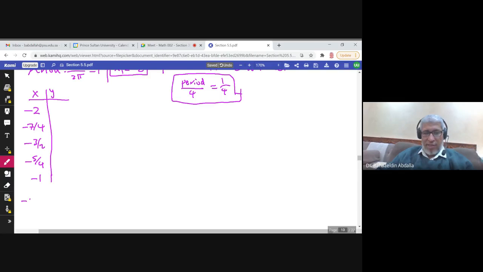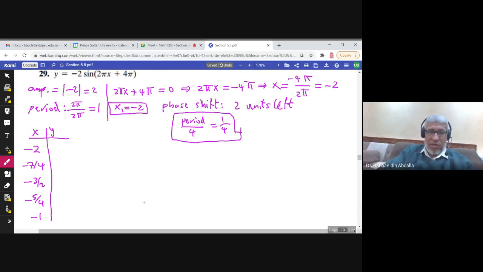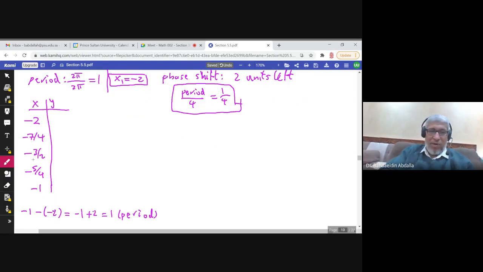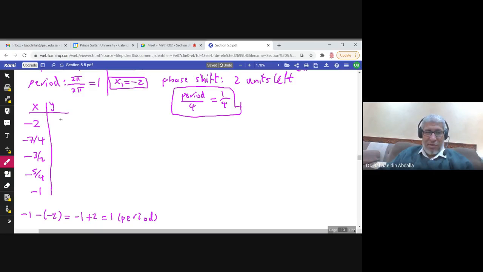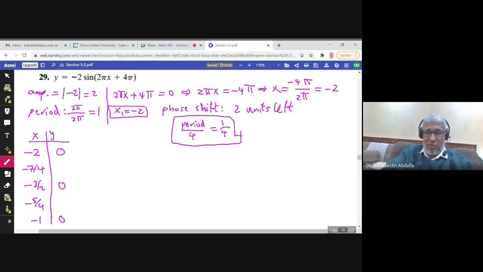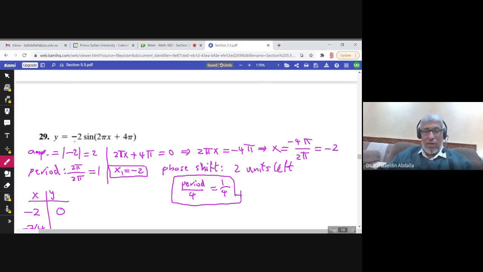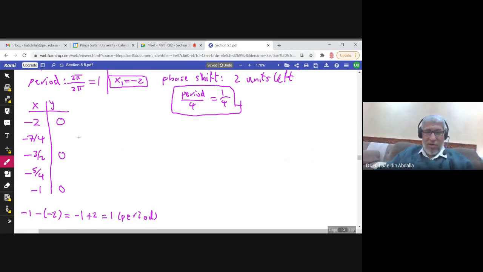Now check your answer. Minus 1, minus 2, would be minus 1 plus 2 would be 1, and 1 is the period. So your answer is correct. The values are good. Now what about y? This is sine x, so there is 0, 0, 0. Now here I should have a maximum usually, but there is a minus sign. So I will have a minimum. And here I will have a maximum. That's it. And now we can graph this function.